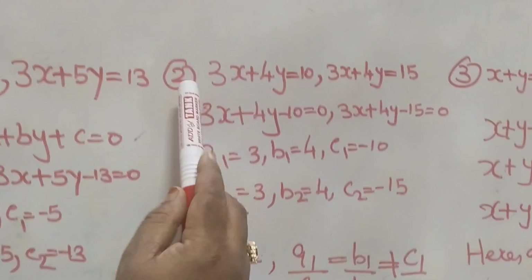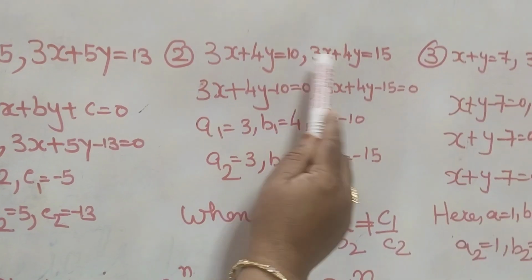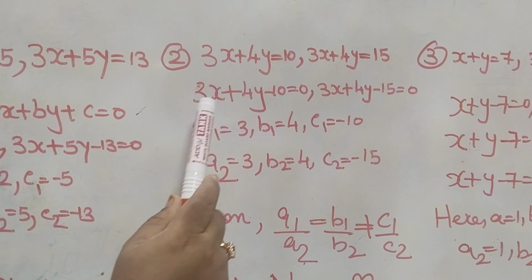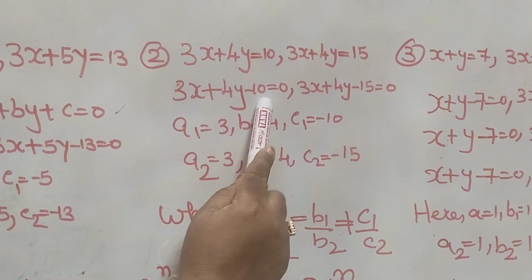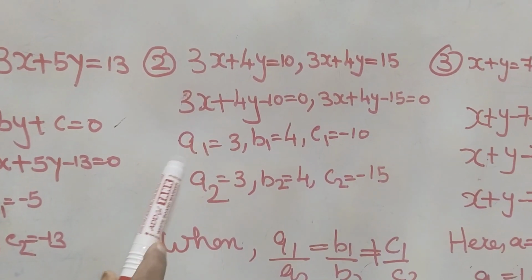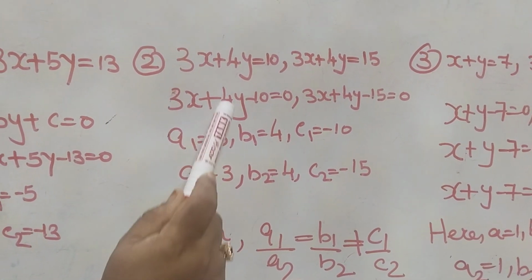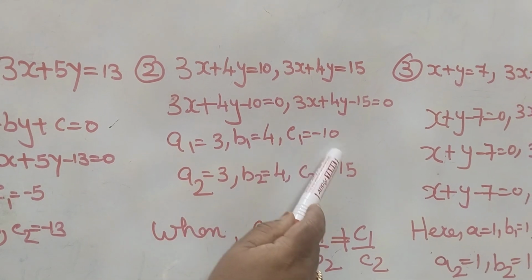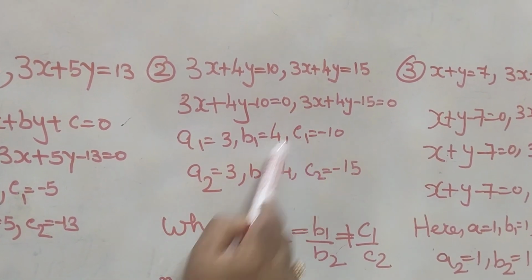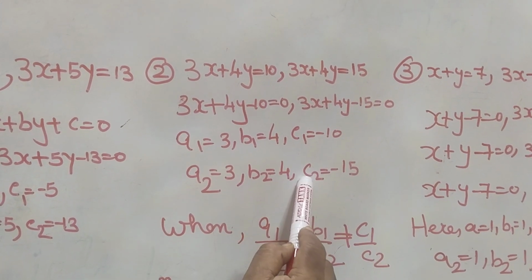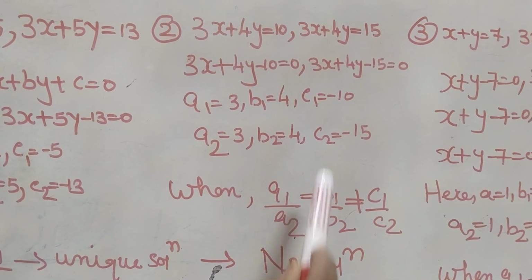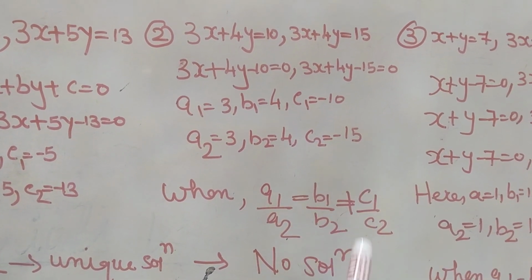Second equation is 3x plus 4y is equals to 10, 3x plus 4y is equals to 15. Now according to standard equation, we will get 3x plus 4y minus 10 equal to 0, 3x plus 4y minus 15 equal to 0. Now a1 here is 3, b1 is 4, c1 is minus 10. What is a2 here, students? Yes, 3, b2 4, c2 minus 15. Now by seeing a1 upon a2, b1 upon b2 and c1 upon c2.